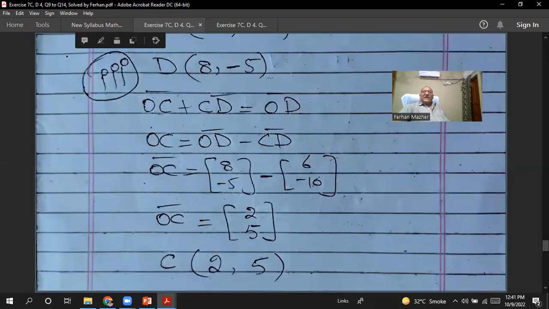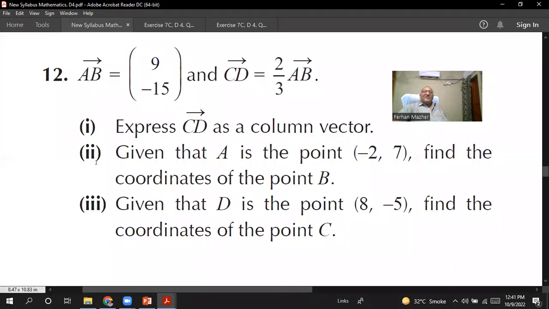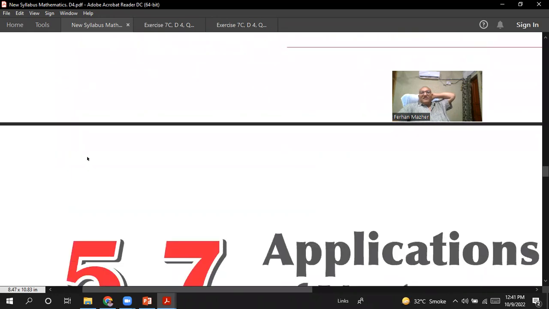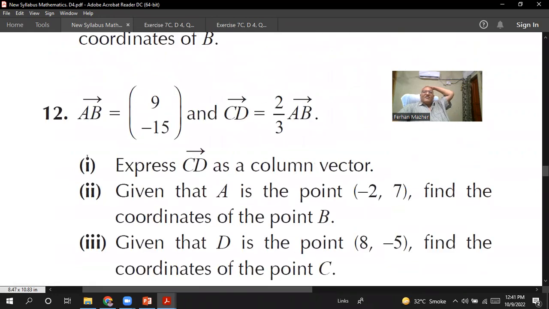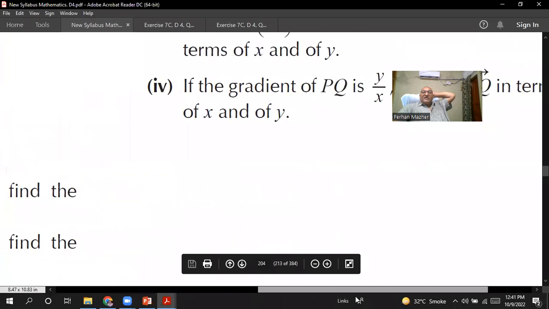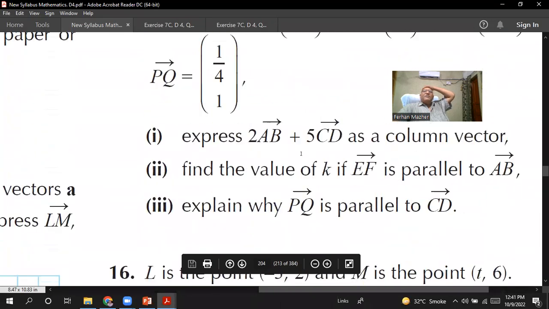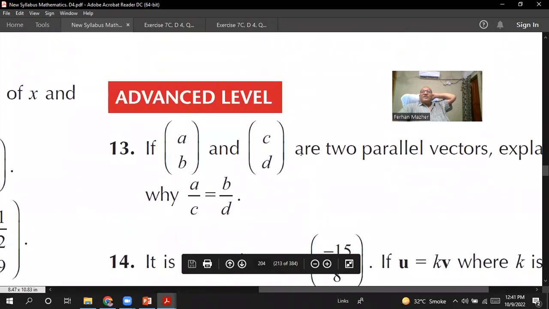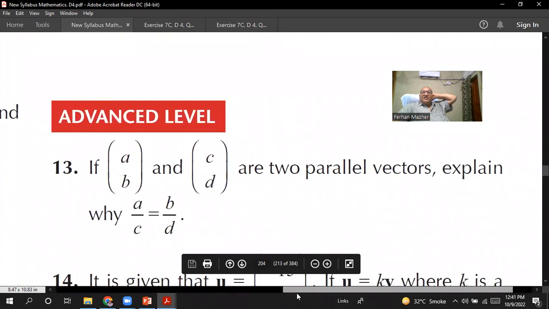So hopefully you can see that. And okay, so we are done with question number 12. So we are going to the next question. The next question coming up on your screen is question number 13.